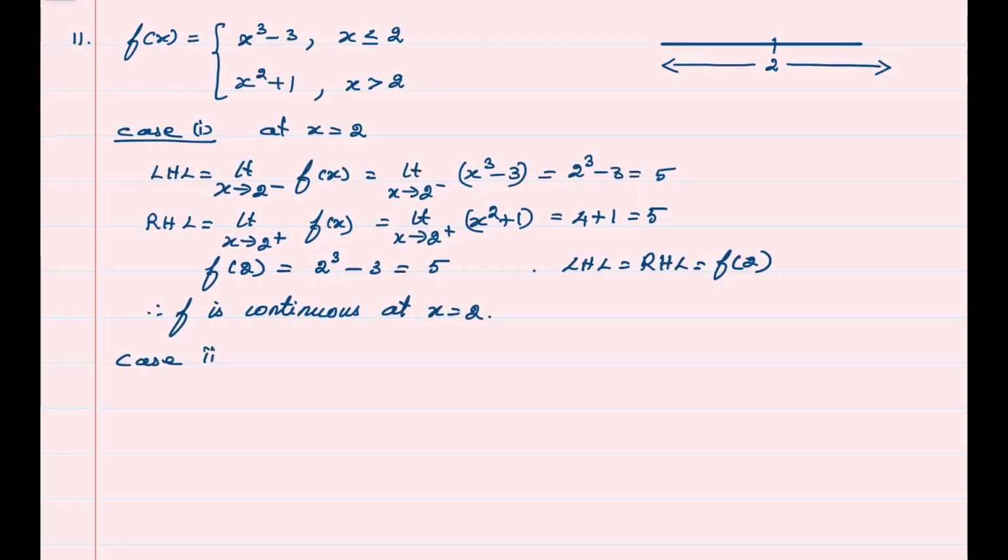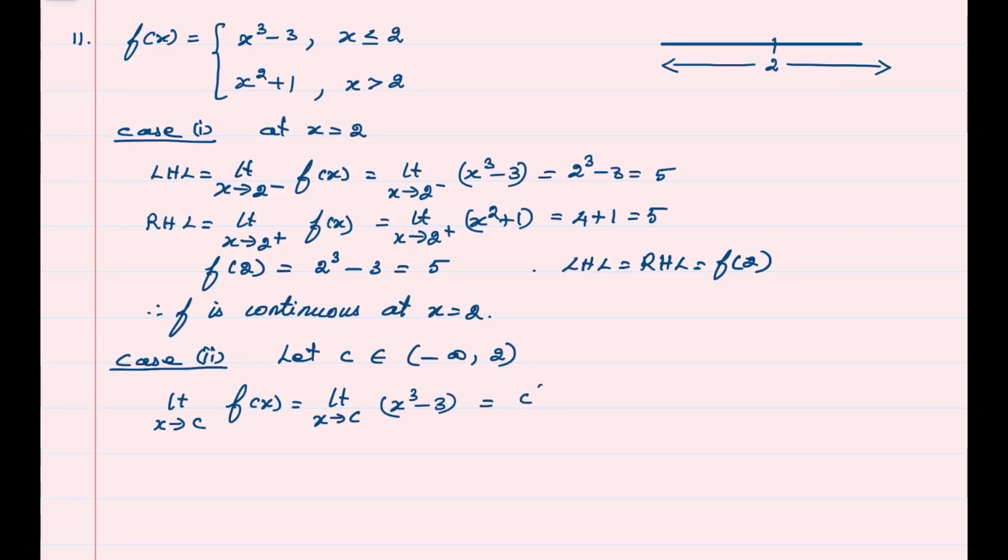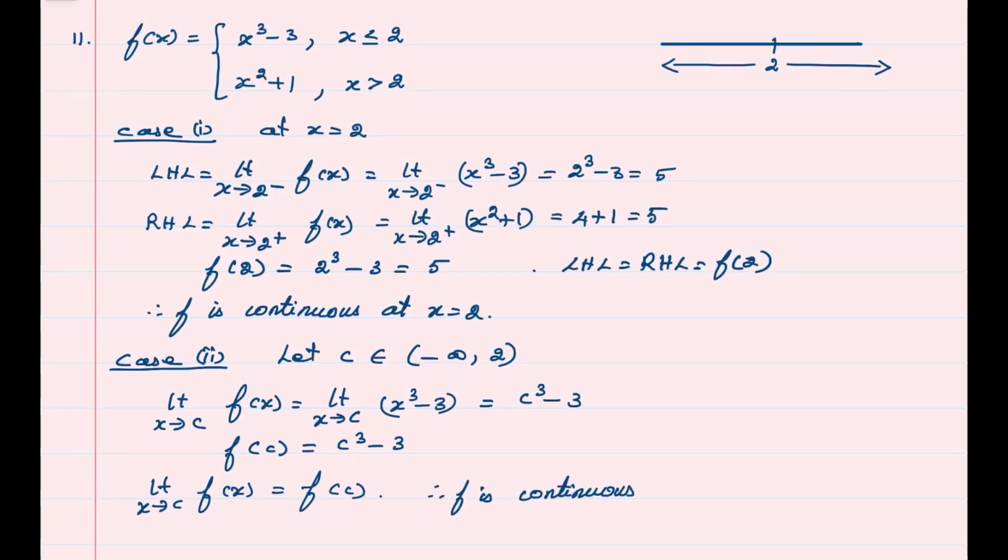Case 2. Now we will check for all real values which are less than 2. Let C belong to the interval minus infinity to 2. We have only one definition for all real values which are less than 2. We need not do LHL and RHL. We will take limit extending to c of f of x. In this case, c is less than 2. We will use less than 2 definition, which is x cube minus 3. By substituting the limit value, we get c cube minus 3. And f of c, using the same definition, we get c cube minus 3. Limit extending to c of f of x and f of c are equal. Therefore, f is continuous in the open interval minus infinity to 2.